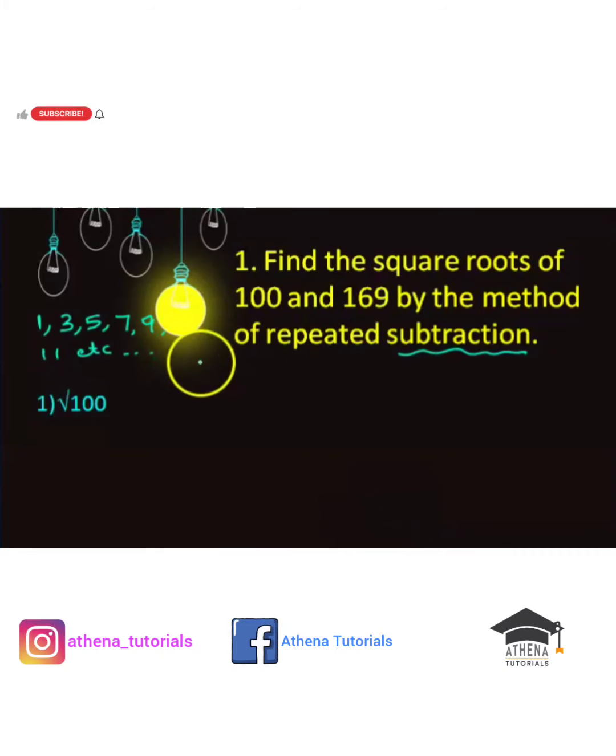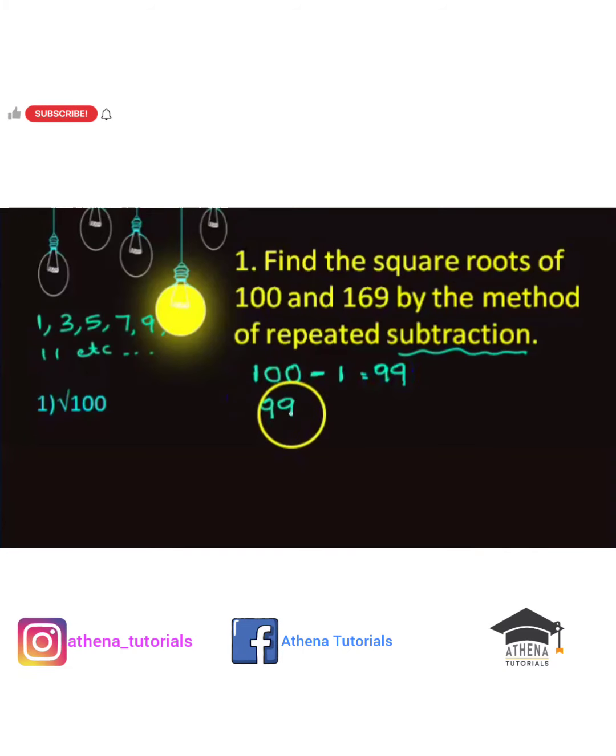So, 100. They have given the number 100. We have to subtract it by 1. It is the first odd number. We will get the answer as 99. Next, 99 should be subtracted by the next odd number. It will be 3. 99 minus 3 will be 96. Then 96 should be subtracted by the next, that is 5. We will get the answer as 91.